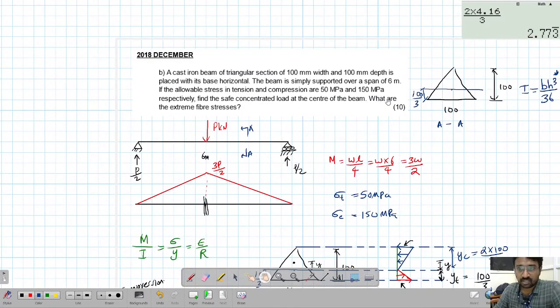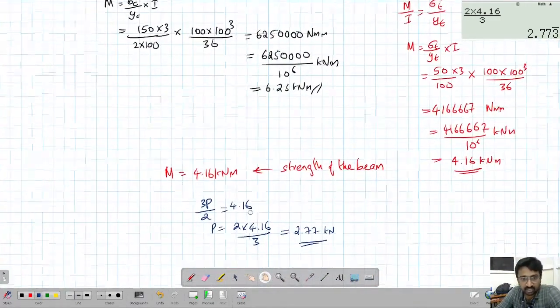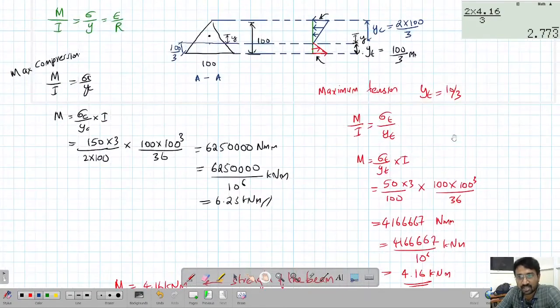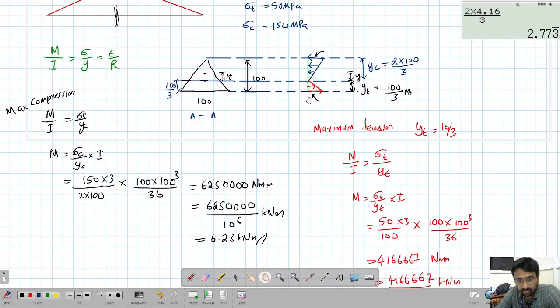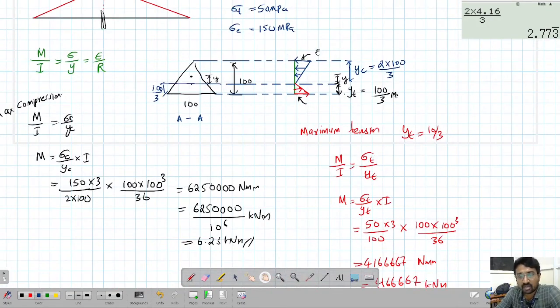Okay. Now there is one more small question they ask. What are the extreme fiber stresses? So when the load is 2.77 kilonewton, the maximum moment in the beam is 4.16 kilonewton meter. At this moment, what are the maximum extreme stresses in the fiber? We know that the maximum tensile fiber stress is 50 MPa, that is reached. But what is the value of compressive stress? So this we have to calculate.